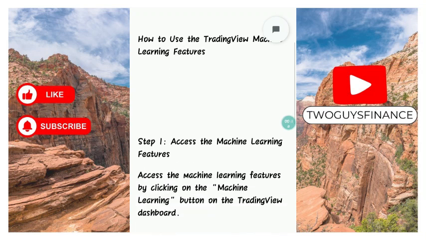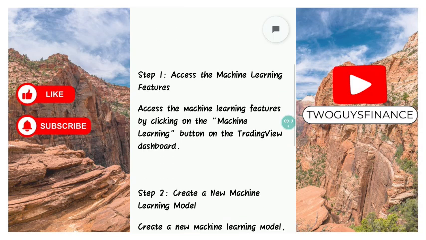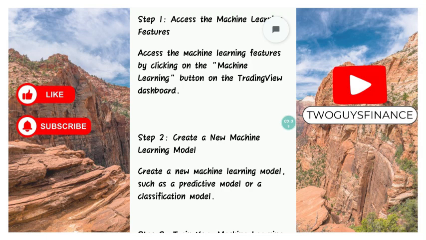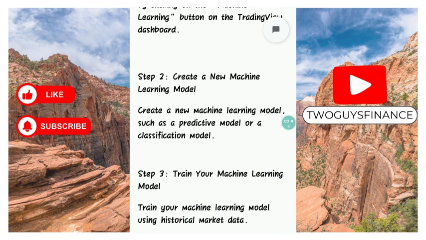The first step is to access the machine learning features. All you have to do is click on the machine learning button on the Tradingview dashboard. The second step is to create a new machine learning model, such as a predictive model or a classification model.